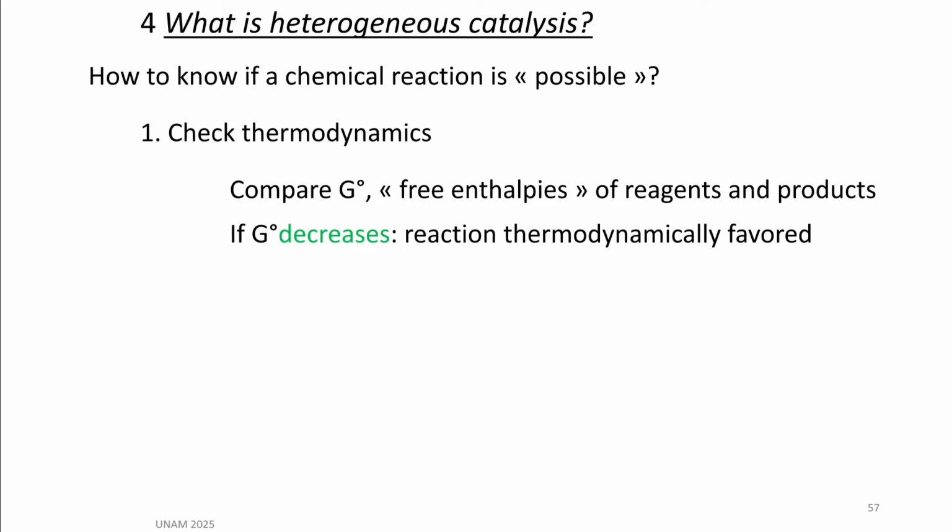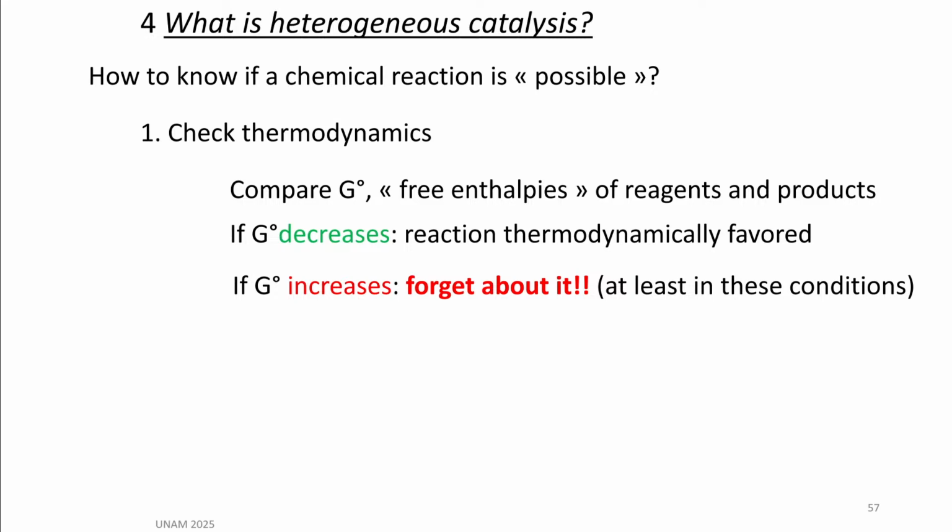And that's very simple. If you have A turns into B, for example, thermodynamicians have made extensive tables. Just look up the G0 of the product and the reactant, calculate the difference. If it's negative, okay, you can try. If it's positive, you can forget about it, and no matter if you add a catalyst, it will not work. At least not in the conditions for which the G0 values were determined.